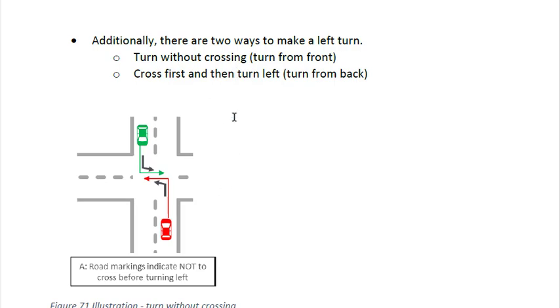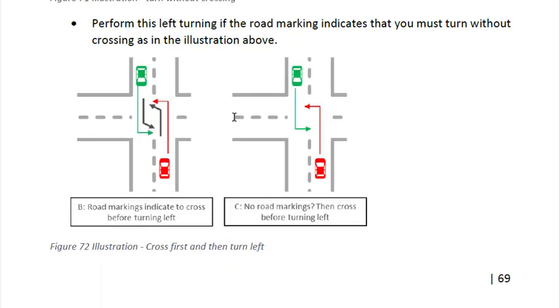Now, for the second scenario, we see that again, if there is a road marking indicating that you must first cross and then turn left, you follow that. In this case, the red car and the green car cross each other first and then they turn left. Or the other case can be if there is no road marking at all at a junction. As in this illustration, there is no road marking at all. Even in that case, by default, you must first cross and then turn left.